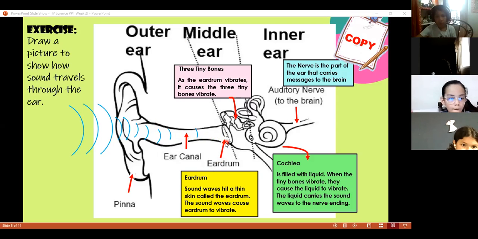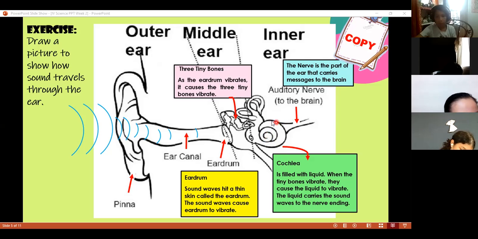Remember the eardrum: the sound waves hit a thin skin called the eardrum and cause it to vibrate. Then we go to the middle ear, where there are three tiny bones that start vibrating as the eardrum vibrates. The inner ear is where the cochlea that we mentioned is located. It is filled with liquid, and as the three tiny bones vibrate, it starts vibrating too, and also causes the liquid to vibrate.